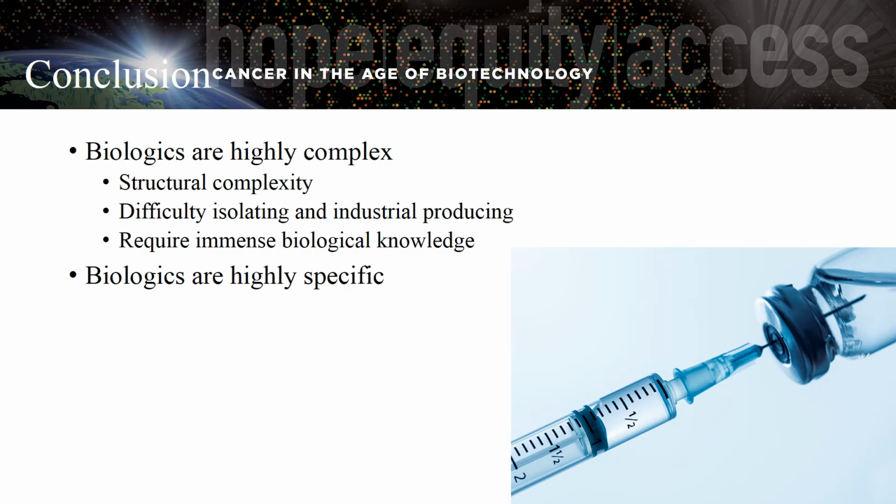In conclusion, biologics are highly complex. Structurally, they're complex. There's a lot of difficulty in isolating them and industrially producing them. And that's just due to the fact that they're very sensitive to their environment. pH is important, understanding the genetics. So if we're doing a recombinant DNA, like putting a piece of DNA in bacteria and isolating our protein from there, that requires a lot of time and knowledge.